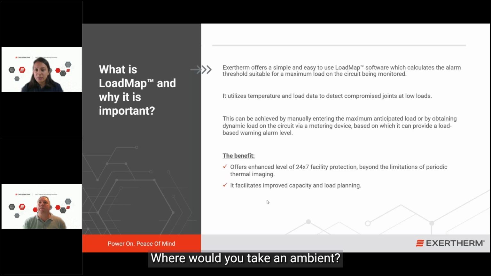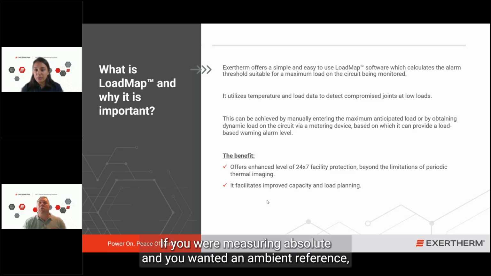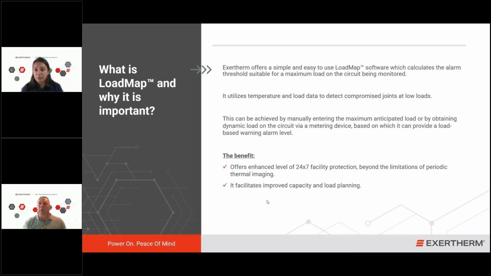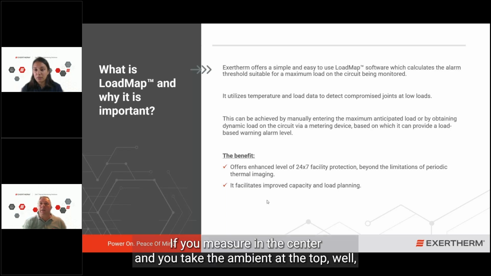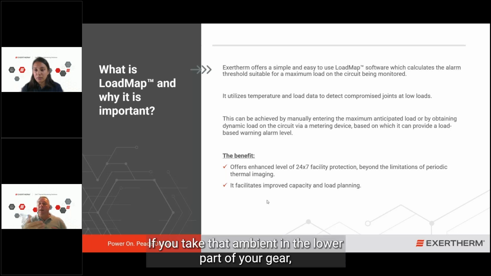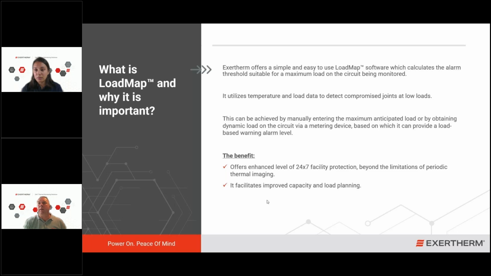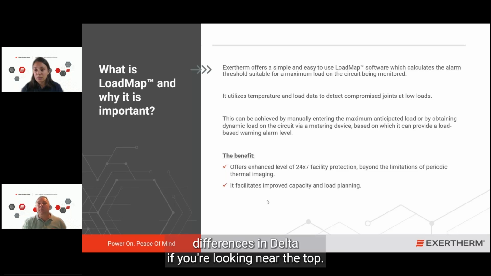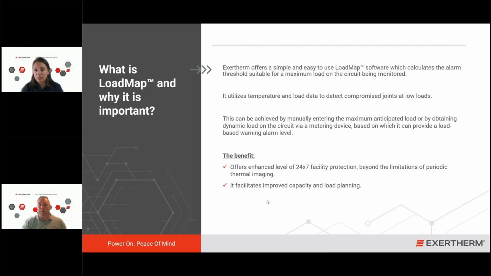where would you take an ambient? If you were measuring absolute and you wanted an ambient reference, which point do you take it from? Because one will be right, 2 or 3 will be wrong. If you measure in the center and you take the ambient at the top, well, you're going to be negative. If you're in the bottom, you're even a bigger negative. If you take that ambient in the lower part of your gear, well, you've then got 2 huge differences in delta if you're looking near the top.